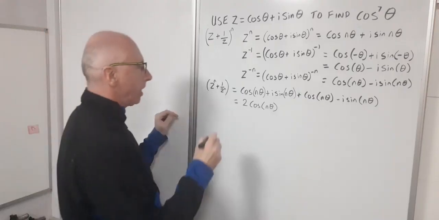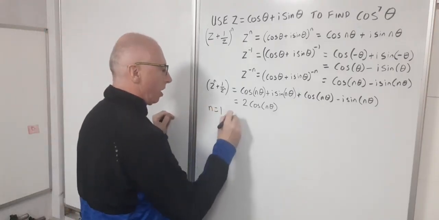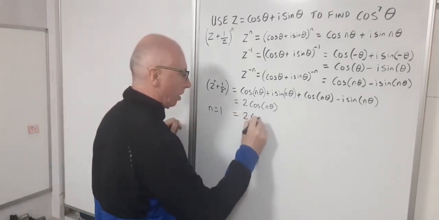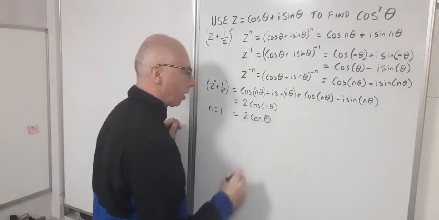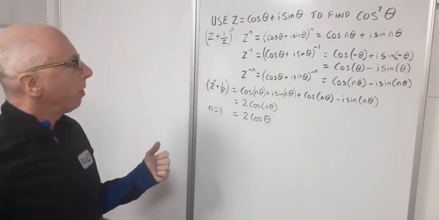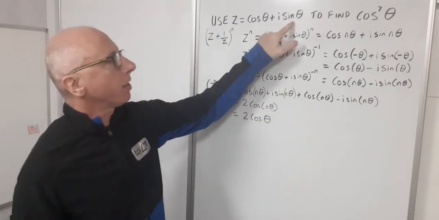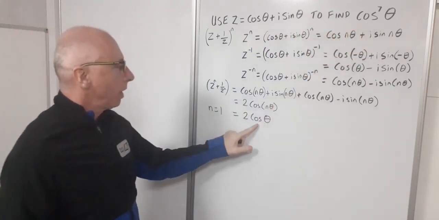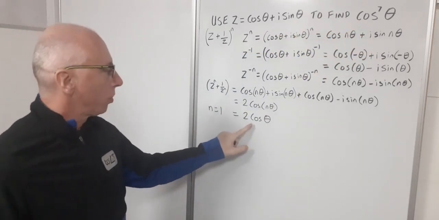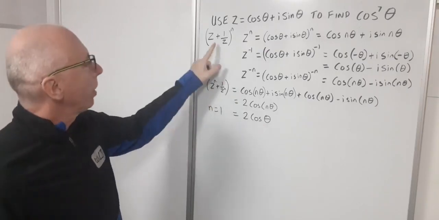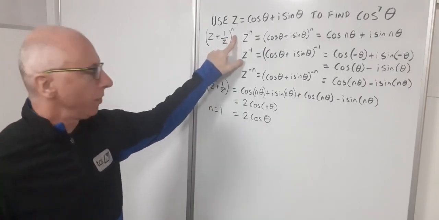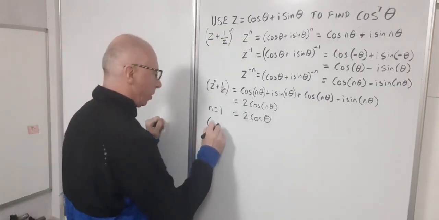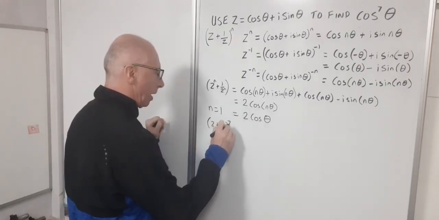Now if I set n equals 1, I've just got 2 cosine theta. Okay, 2 cosine theta. So now I've got away from my sine theta because I only want cosine to the 7 theta. So in the case when n equals 1, I've got 2 cosine theta. But I want to now raise this to the power of 7. So if I do that, I've got z plus 1 over z to the power of 7.